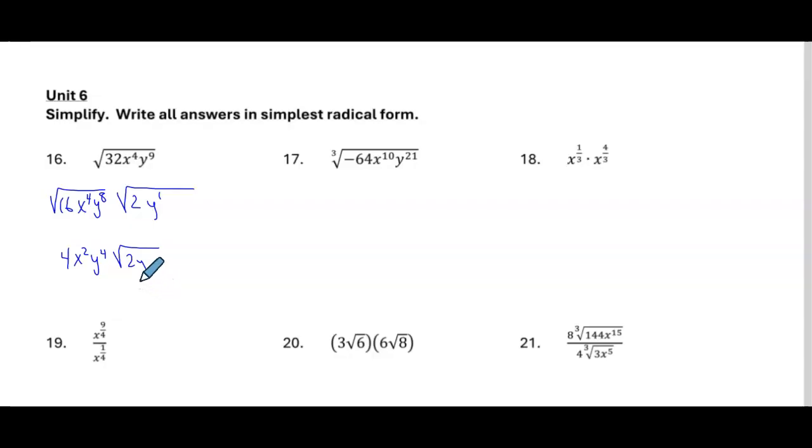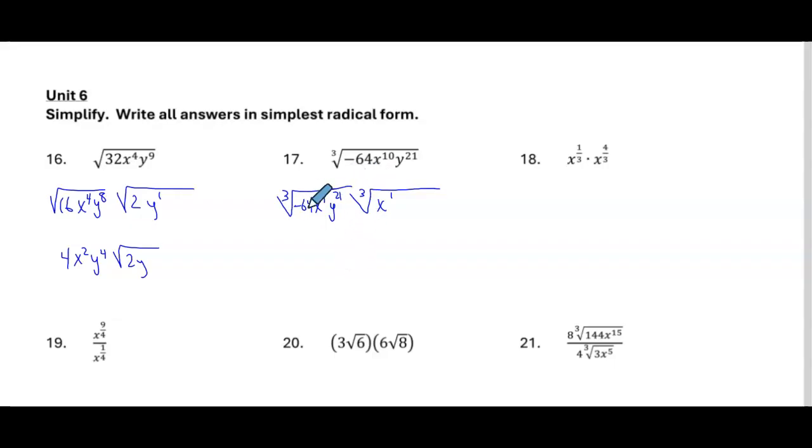Second one is a cube root. So for the cube root, I need to separate it into 2 cube roots. Now let's see, 64 is actually on the cubes list, and negatives are allowed for cubes. 10 does not divide by 3, so let's bump that down to 9 and put an extra 1 here. So the x's are accounted for. 21 does divide by 3, so we'll keep it all there.